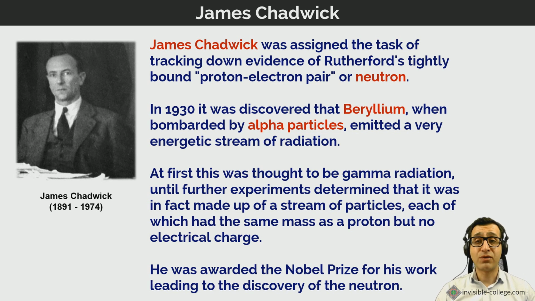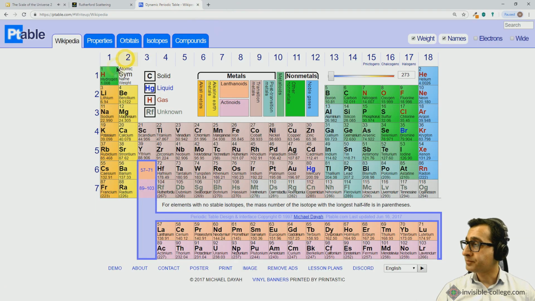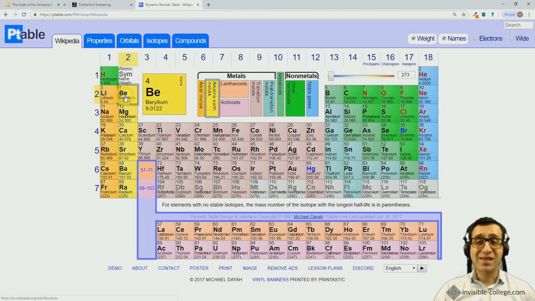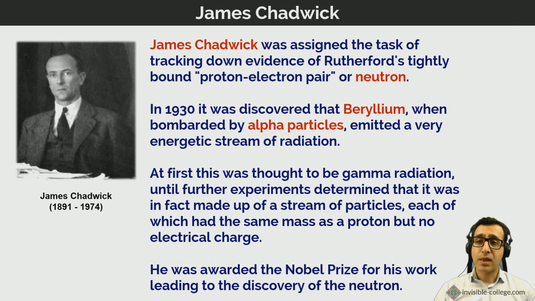But in 1930, it was discovered that beryllium, so let's show you the position of beryllium on the periodic table here, when it was bombarded by alpha particles, gave off a very energetic stream of radiation. At first, this was thought to be gamma radiation until further experiments determined it was in fact made up of a stream of particles, not waves like gamma waves, and these particles each had the same mass as a proton, but no electrical charge. And so he was awarded the Nobel Prize for his work, which led to the discovery of the neutron.